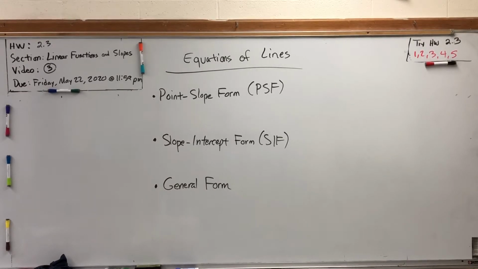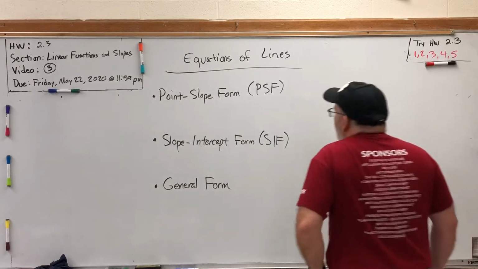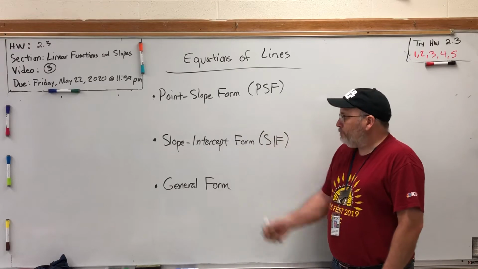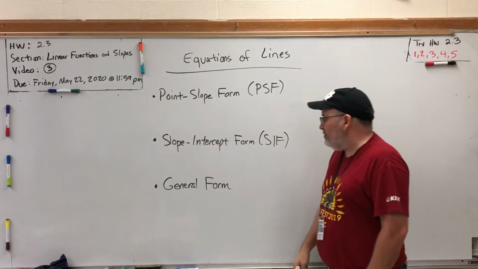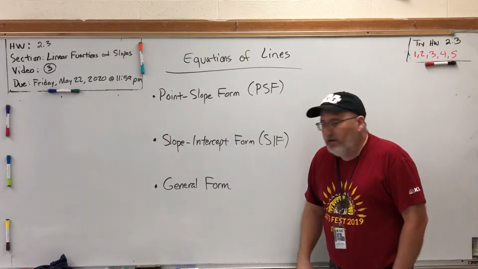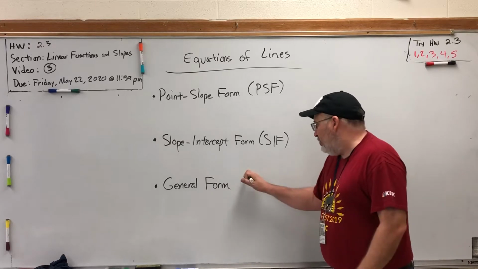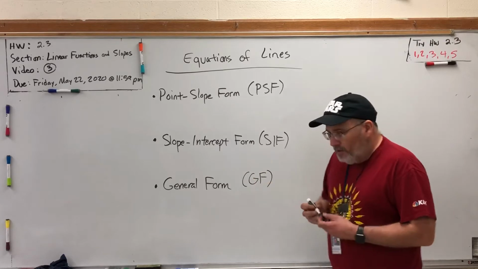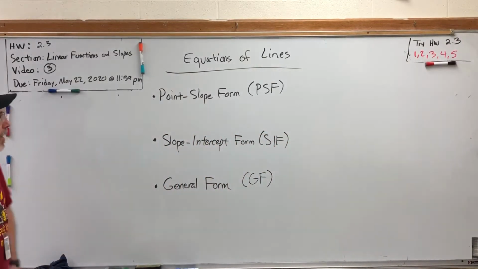And most of those variations, not all of them, but most of them hinge on information that you may know in advance. Three forms of the equation of a line that we'll be looking at are called point-slope form, which I will abbreviate PSF, slope-intercept form, which you may recall, and I will abbreviate SIF, and general form, which I will abbreviate GF. Of the three, general form is my least favorite. I'll explain why when we get to it.